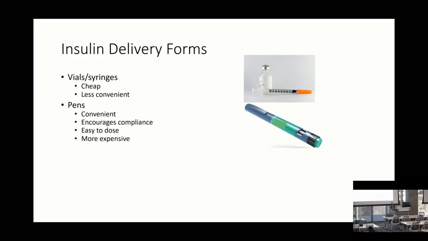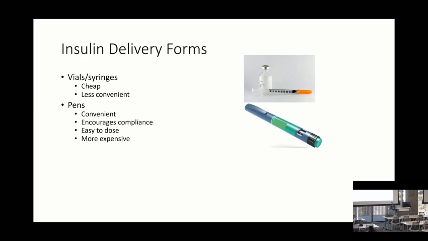The top of the pen has a knob where you dial up how much insulin you want to give. If you want to give 10 units, you dial to 10. Then you put the needle tip on, then you inject. So you can see that you don't have to draw up anything. So it's obviously more accurate. It's more discreet. It's more convenient. And, of course, many patients prefer that because it encourages compliance.